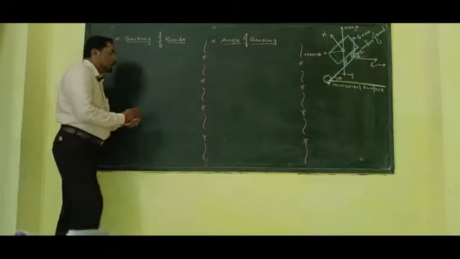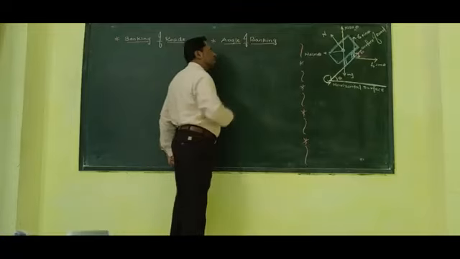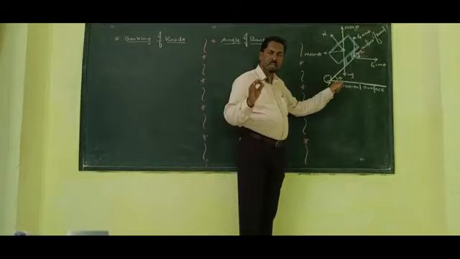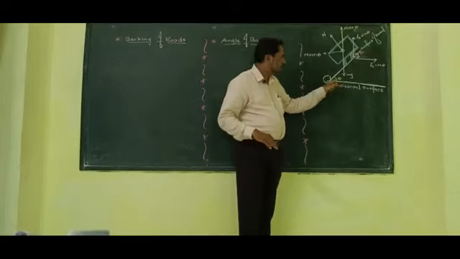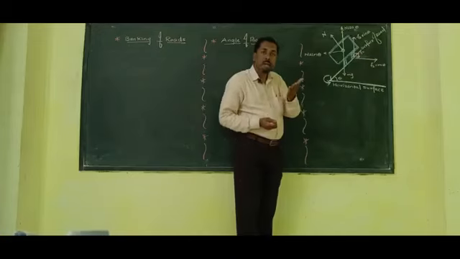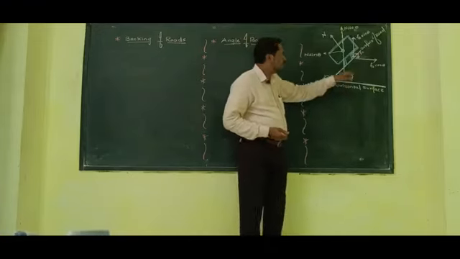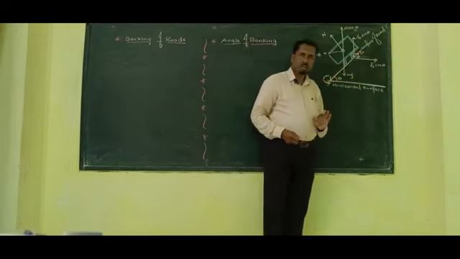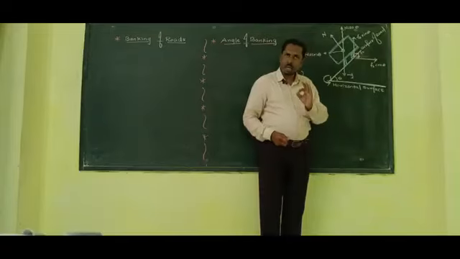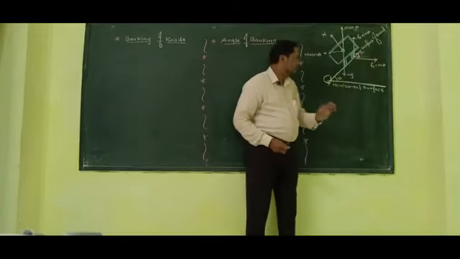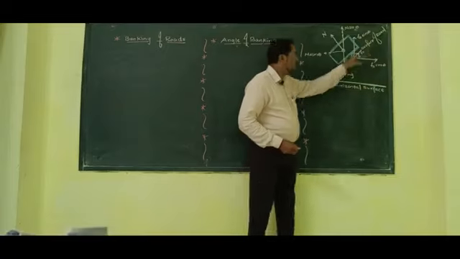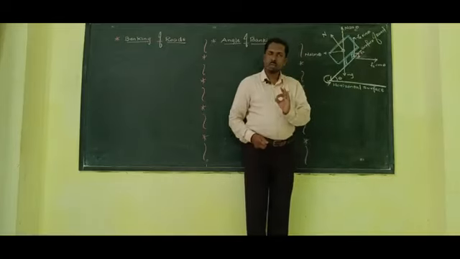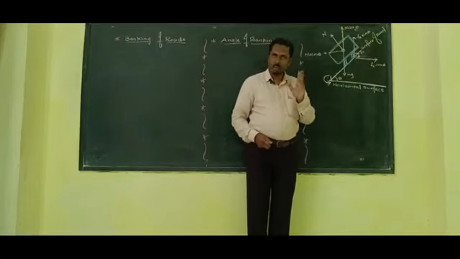Okay, so the second point: what do we understand by the term angle of banking? We see that here theta is the angle called angle of banking. This angle is made by the surface of road with the horizontal surface. What do we understand by angle of banking? Angle made by the surface of road with the horizontal surface is called angle of banking.